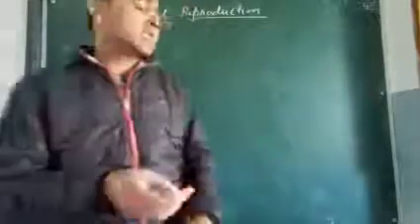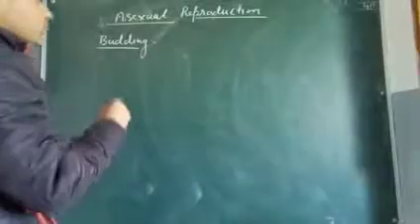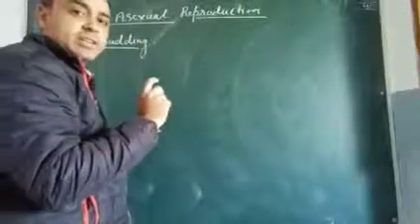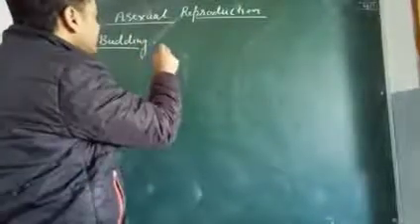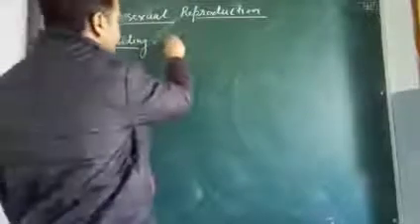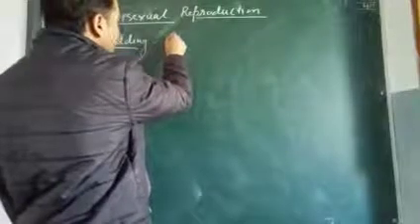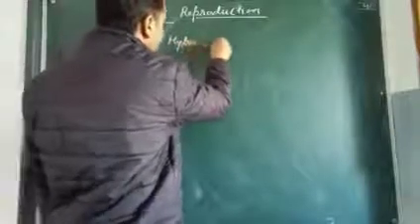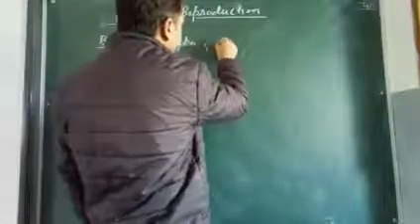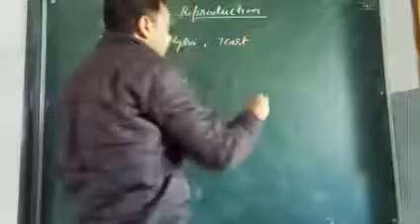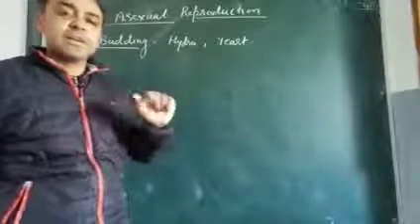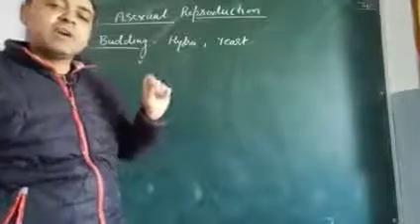Today we are going to discuss the next asexual mode of reproduction, that is budding. So budding is also an asexual mode of reproduction, in which some organisms like Hydra or yeast reproduce through budding. So first of all we should know what a bud is. A bud is a small outgrowth.